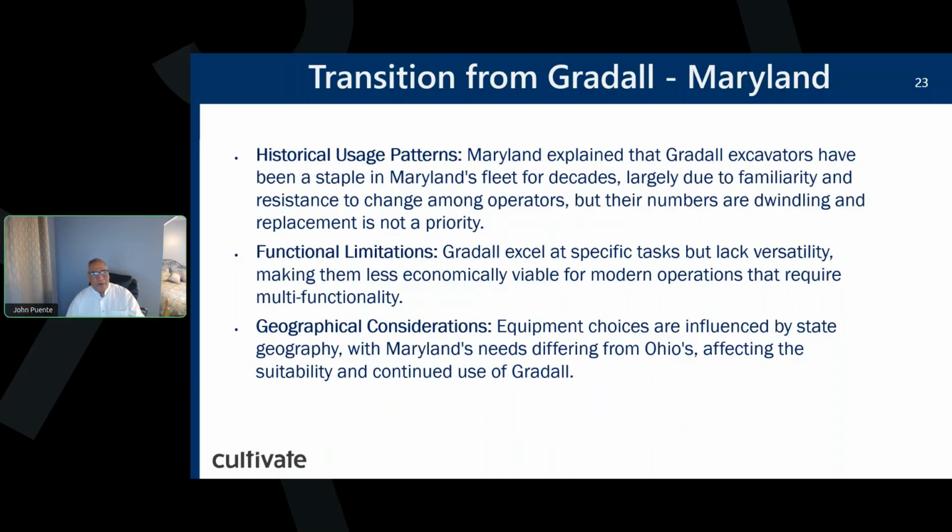So their operators are actually noticing now that there's some limitations and the lack of versatility of that type of equipment for more modern operations. They're trying to be more flexible and be able to utilize more attachments to do different types of work, basically. Okay. They noted that their equipment purchases are now being influenced largely by geography and the overall flexibility of the use of the equipment itself, which affects the suitability of the Gradall to meet their needs.